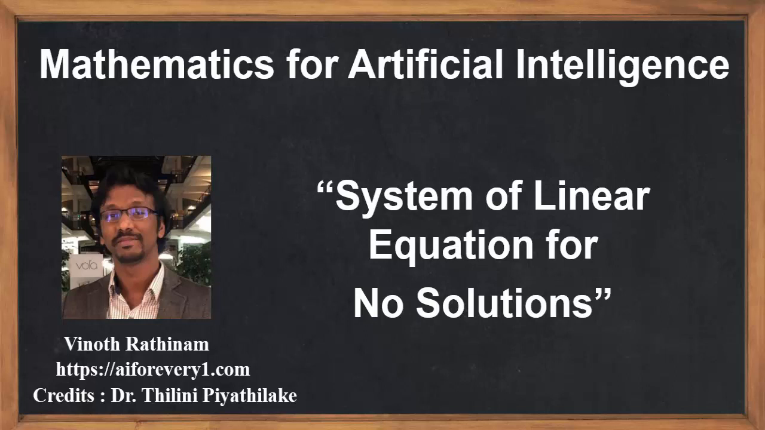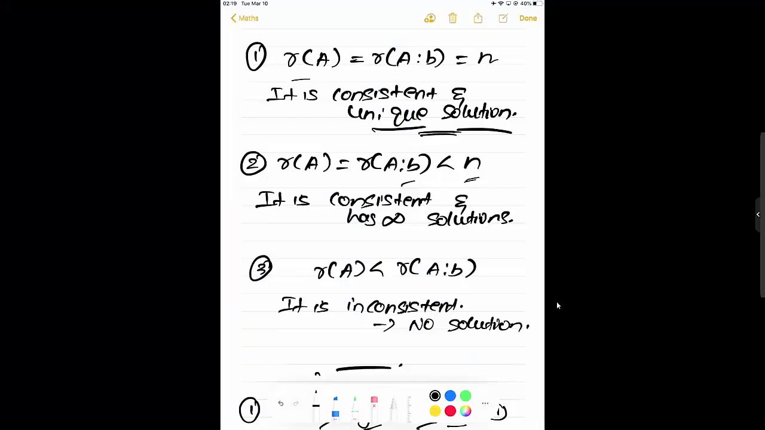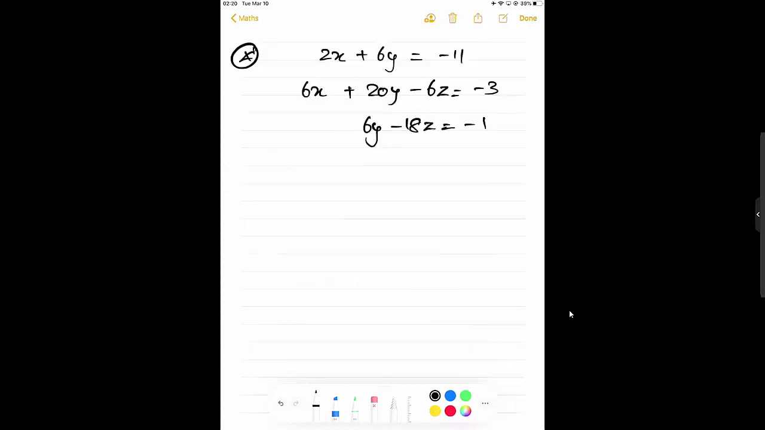In this video, we are going to learn a sample problem for an inconsistent system, that is, for no solution. We have already learned how to solve a problem for a unique solution and an infinite solution. For the inconsistent system, the condition is rank of matrix A is less than rank of augmented matrix. We have three linear equations.